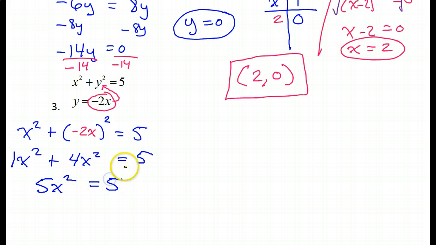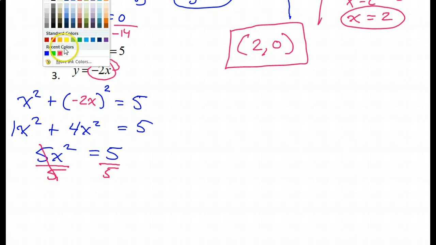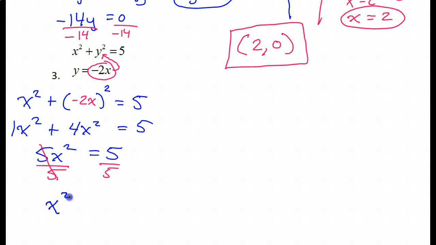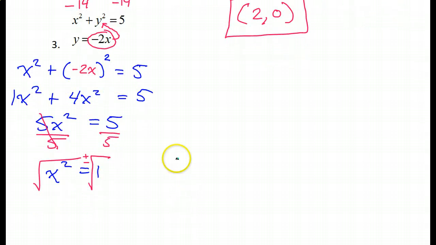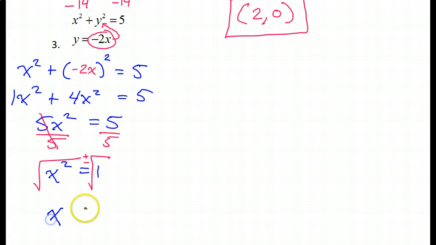is equal to 5. If I divide these by 5, these 5's will cancel out, so I'm going to have x squared equals 1. Now I'm just going to take the square root of both sides. Please remember that when you take the square root of both sides, the solution is positive or negative. That's two solutions. If you forget that, you're only going to get one solution and you're only going to get half credit. But this is plus or minus 1.